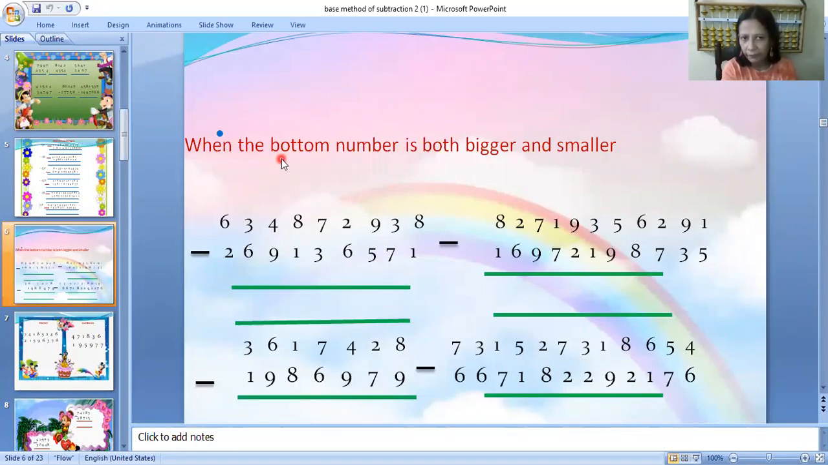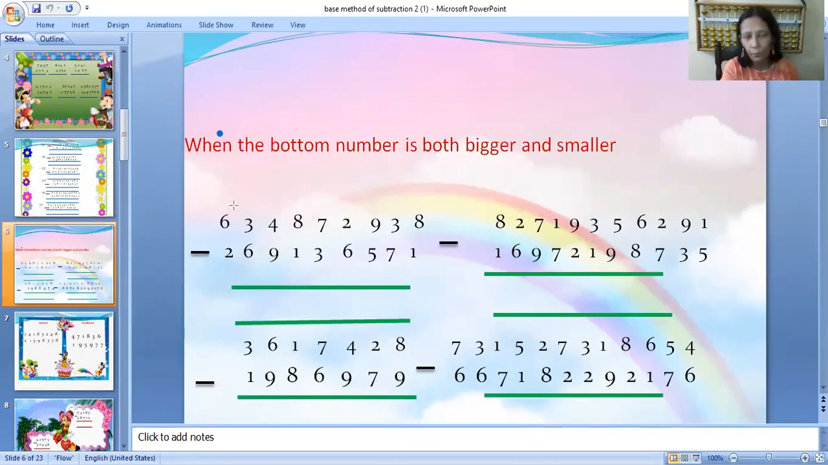Now we are dealing with the cases when the bottom number is both bigger and smaller. What is the bottom number? You see, these are the bottom numbers. In all these questions, you can see these bottom numbers, and they are bigger also and smaller also. So how do you deal with these cases? Let's see.